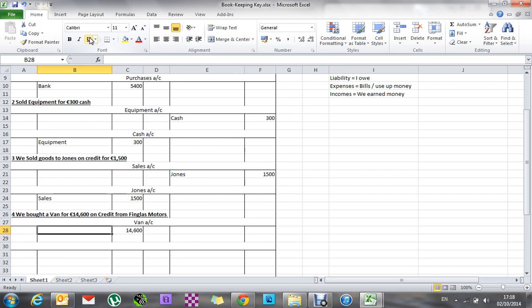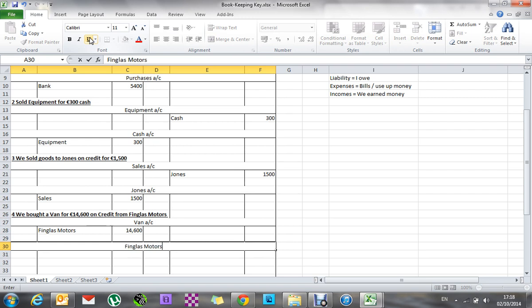So that's a van, so I have more vans, and I bought it on credit, I haven't paid the money for it yet, so I owe money to Finglas Motors, who is a creditor. So then I'll have a Finglas Motors account, who's the person I owe money to. And just to double check, this should have a credit entry because I've got a debit in van. Finglas Motors is somebody I owe money to, they're a creditor, and if I owe more to a creditor, it'll be on the credit side, 14,600, so I've done the question right.